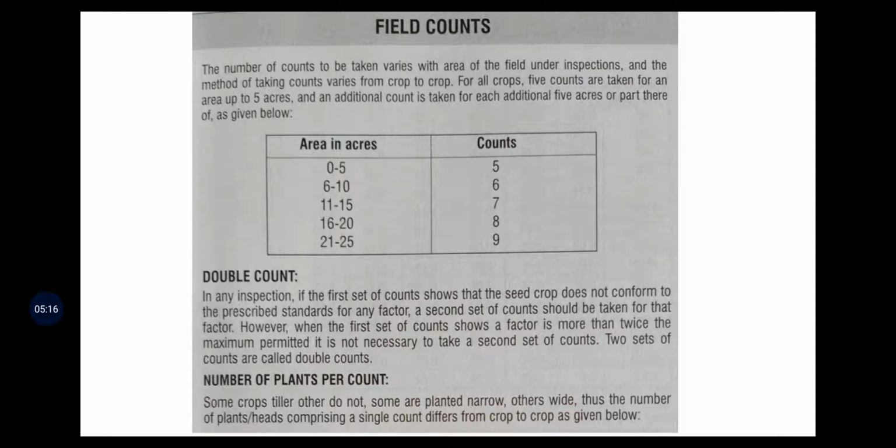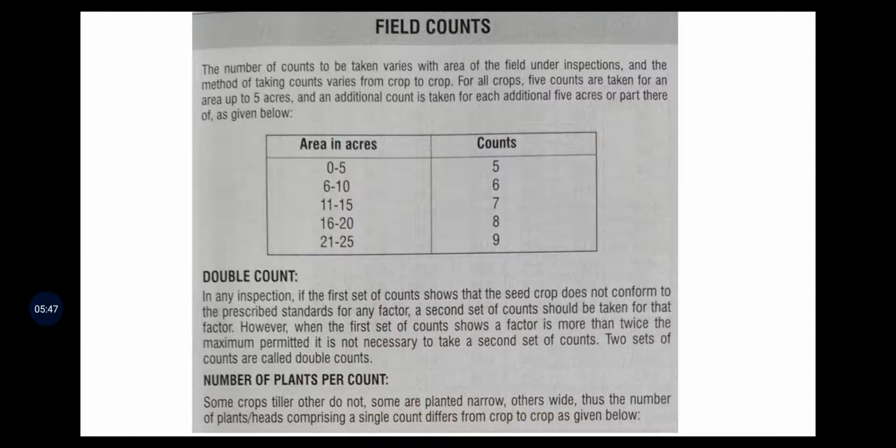For an area of 0 to 5 acres, 5 counts should be taken. That means up to 2 hectares, 5 field counts are recommended. For 6 to 10 acres, that means about 4 hectares, 6 field counts. 11 to 15 acres, 7 field counts. 16 to 20 acres, 8 field counts. And 21 to 25 acres, 9 field counts.